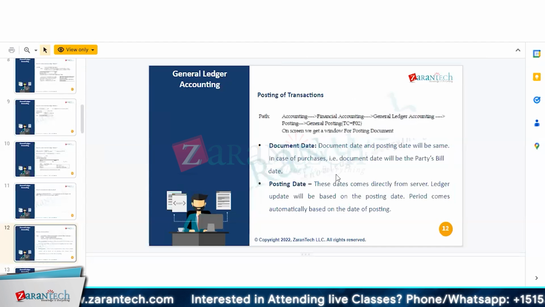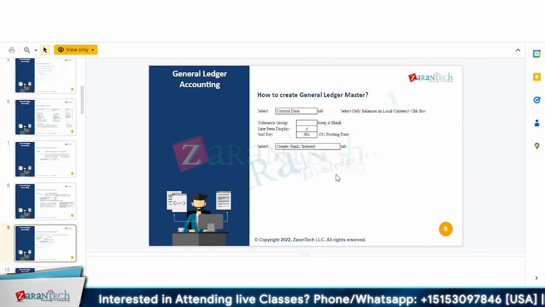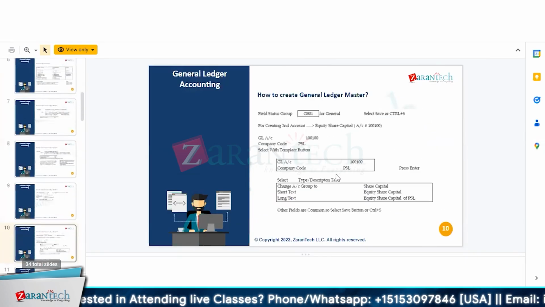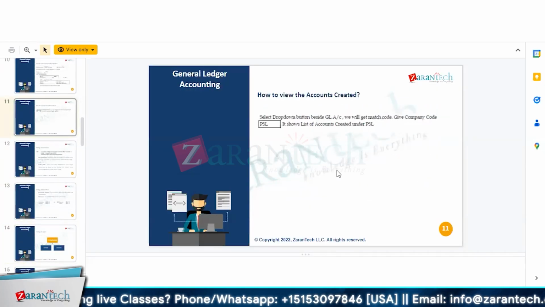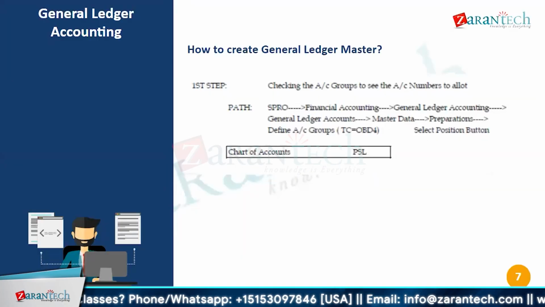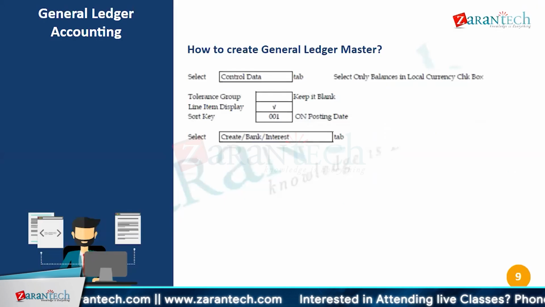Posting transaction. So when we are creating a general ledger, check account groups to see the account number allotted. The path is SPRO, financial accounting, general ledger, master data preparation, define account groups. We have seen individual processing, centrally, and chart of accounts and company code.